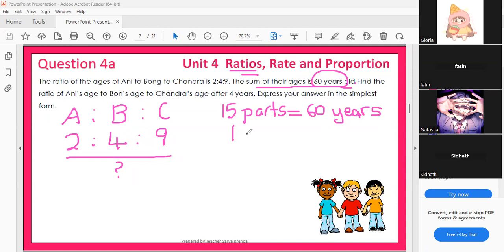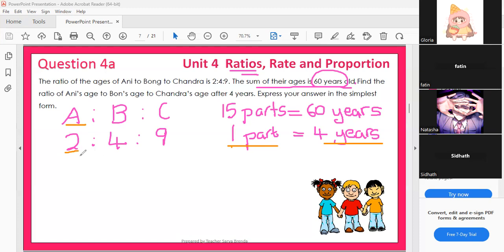So if 15 parts is 60 years, one part is how many years? Take 60, divide by 15. I don't have a calculator, but I can do it. How much is it? 4 years. Okay, so one part is 4 years. Now you go back to your Ani, Bong, and Chandra and put in the age according to the parts. So Ani is 2 parts. One part is 4 years, so 2 parts means 8 years.